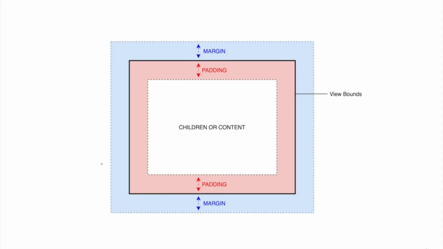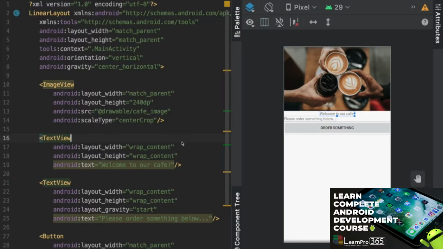View bounds is the boundaries of a view, and when you set a background, it covers the area contained by the bounds. Since margin sets spacing outside of view bounds, it's usually used to put space between views. And since padding is used inside of view bounds, it's used to set spacing between view boundaries and the children or the content. I'm gonna start by adding some padding for linear layout.